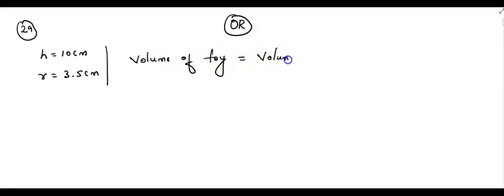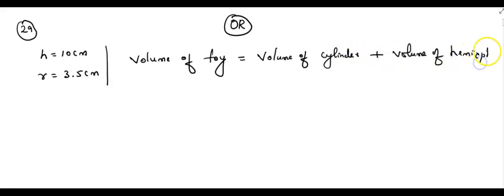Volume of toy is equals to volume of cylinder plus volume of hemisphere. Just find both the volumes and add up. If you want directly you can substitute and add. If not, separately you find and substitute. So first let me find volume of cylinder.